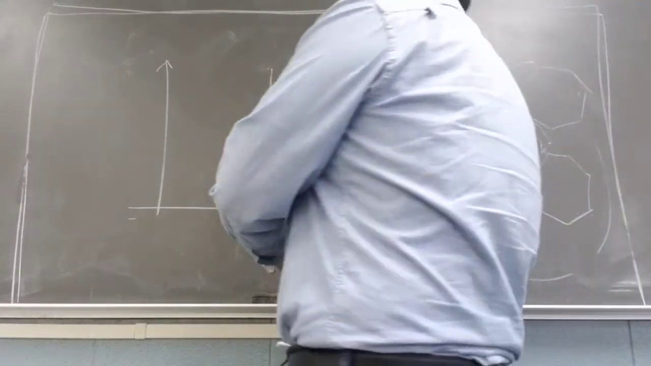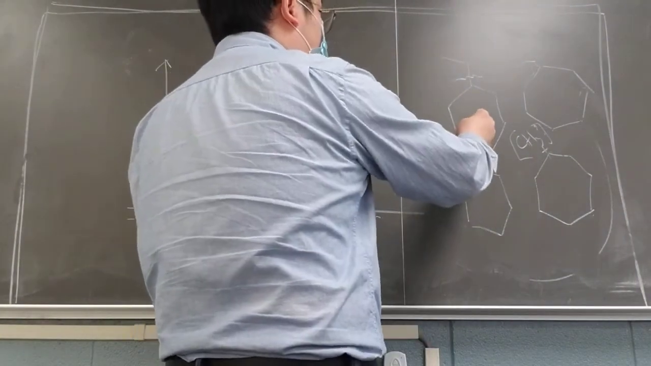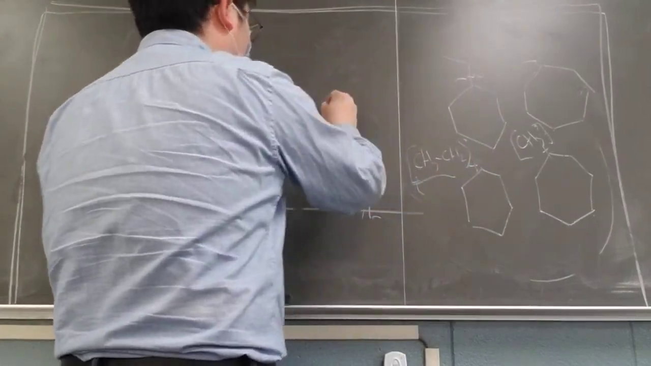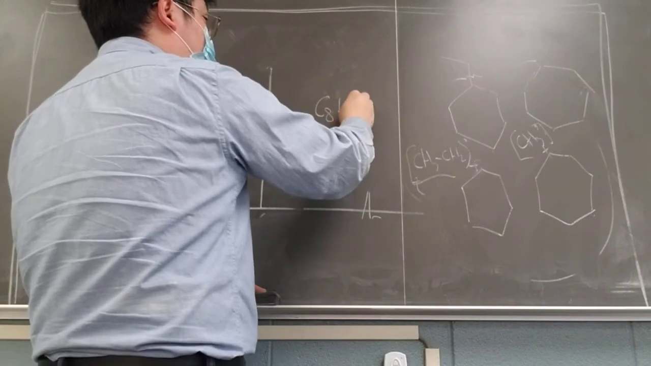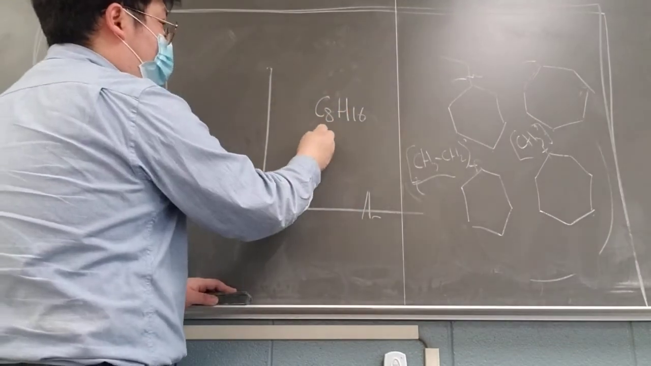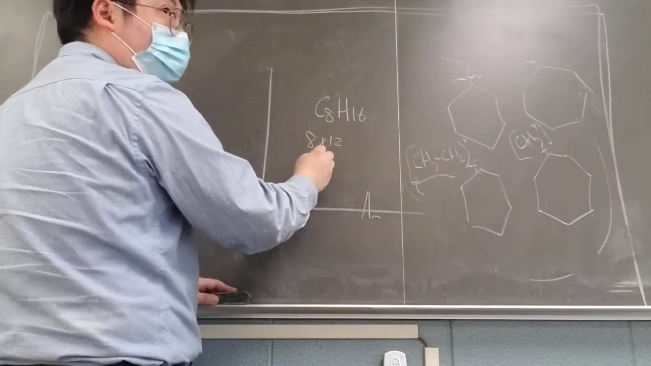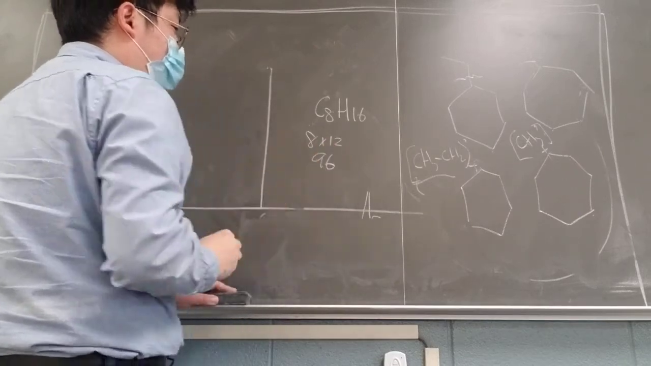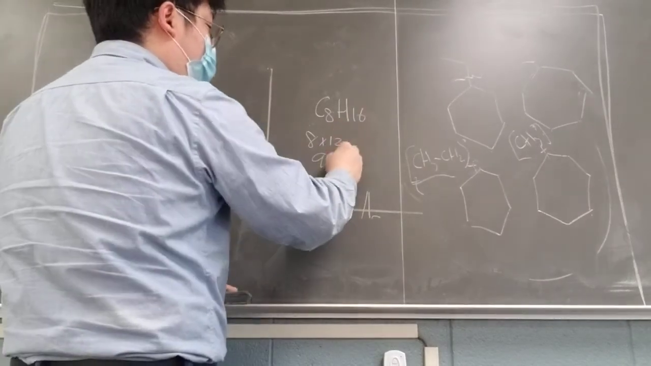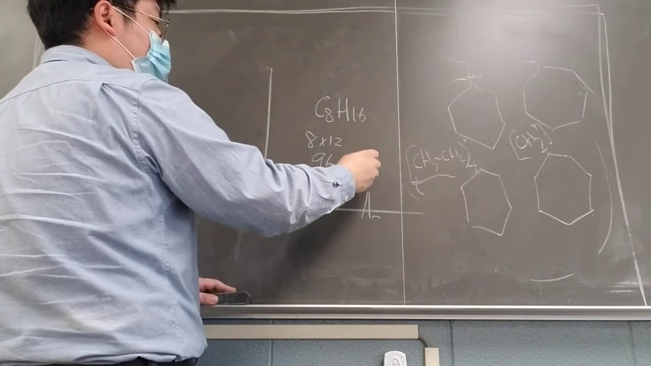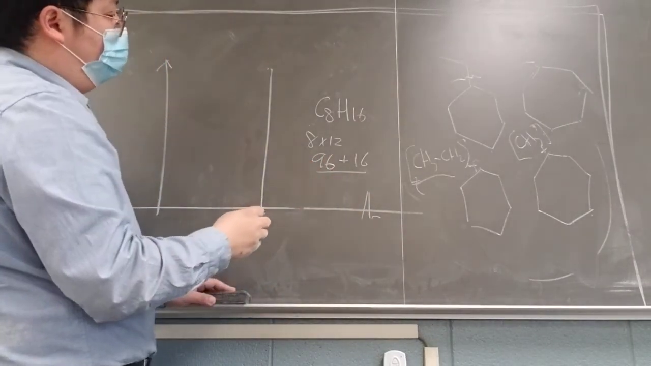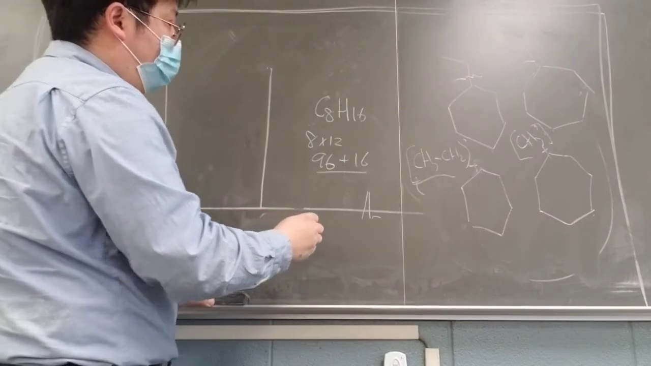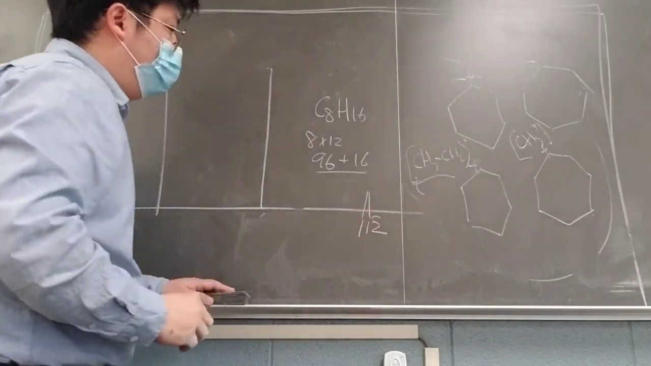Then if I give you the peak, if you count for this one, there are 8 carbons in the green structure, and 16 hydrogens, right? So in this case, 8 times 12 is 96, right? And plus 16, because 1 times 16 is 16. That makes 112, right? 112 over here.